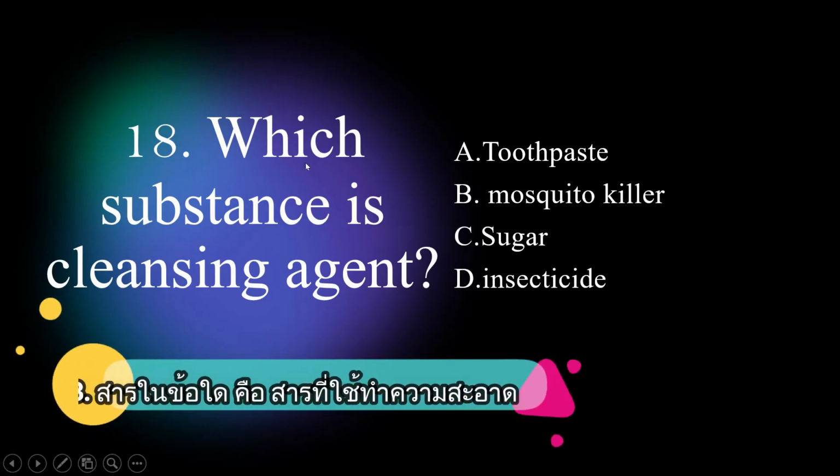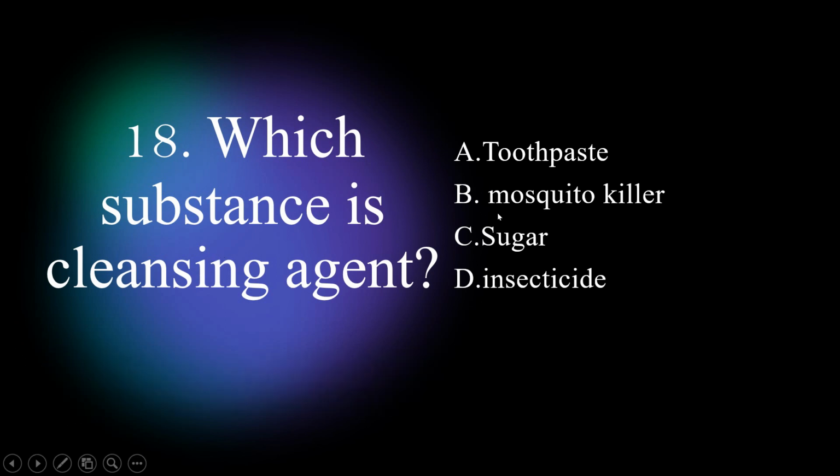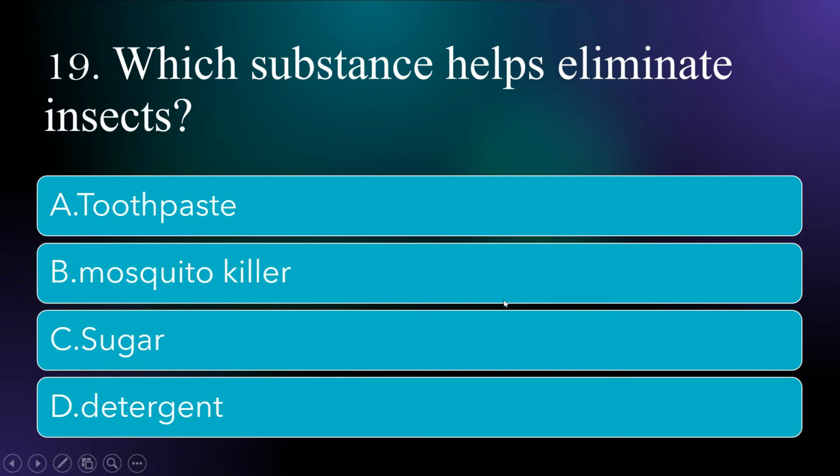Number 18. Which substance is a cleansing agent? Okay. Which substance is a cleansing agent? A. Toothpaste. B. Mosquito killer. C. Sugar. D. Insecticide. Okay. A cleansing agent is for cleansing. Which substance is a cleansing agent?